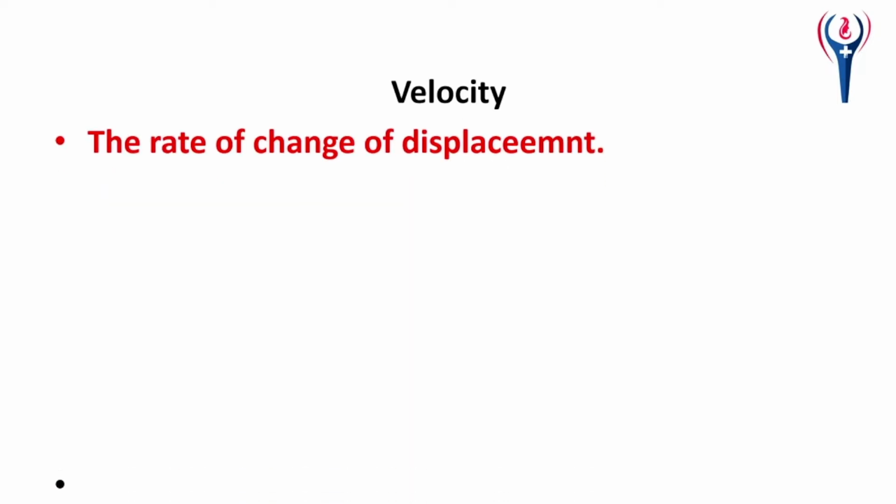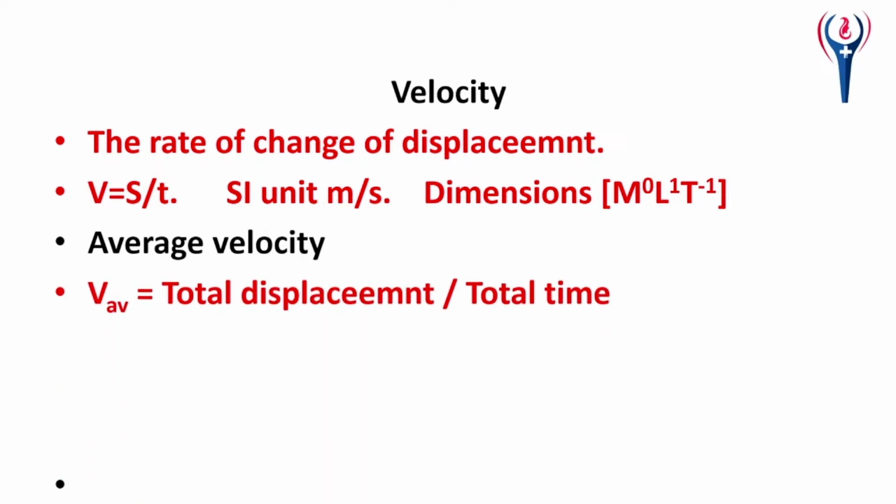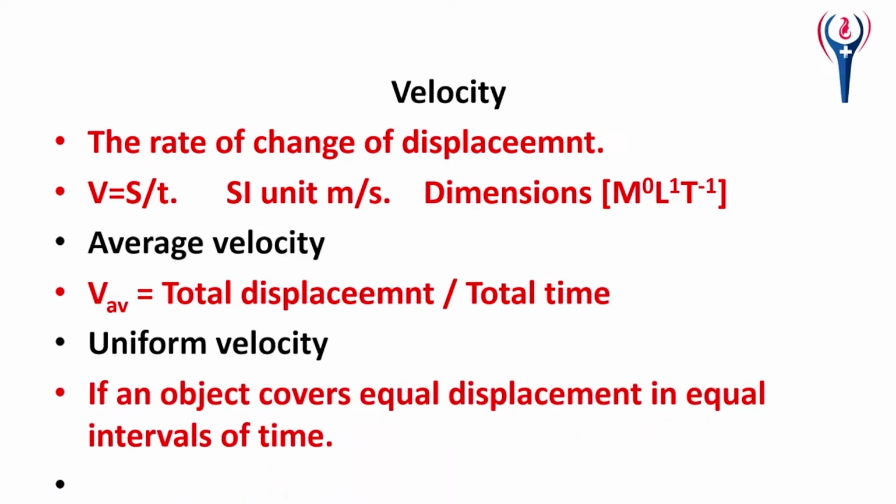Velocity is the rate of change of displacement, v = s/t. Unit meter per second and dimension formula L T^-1, same as speed. Average velocity is total displacement by total time. Uniform velocity: if an object covers equal displacements in equal intervals of time. Non-uniform velocity: if an object covers unequal displacement in equal intervals of time, or equal displacement in unequal intervals of time.